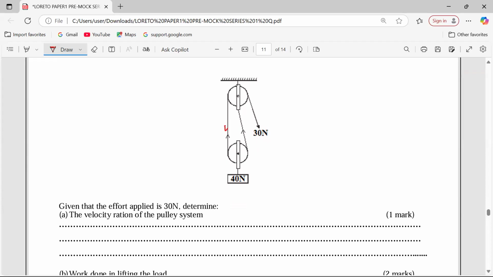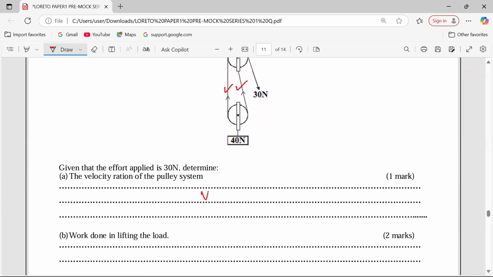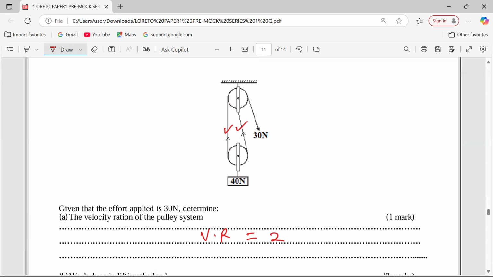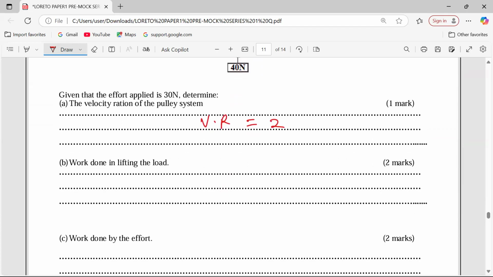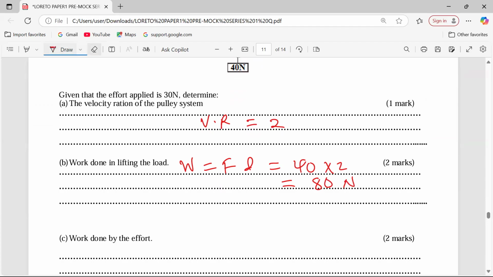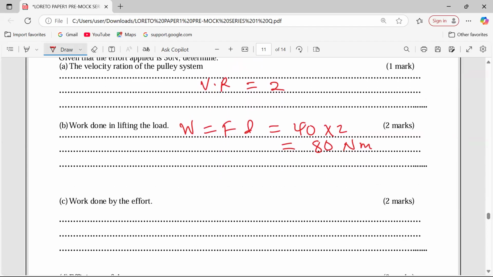So we have two ropes here supporting the load. Therefore, VR shall be 2. VR has no units. It's just a ratio. Part B, work done in lifting the load. So the load is 40 newtons and it's going to a height of 2 meters. We know that work is given by force times distance. So a load of 40 and 2 meters will give us 80 Newton meter, or simply joules. Yeah, Newton meter, force times distance.